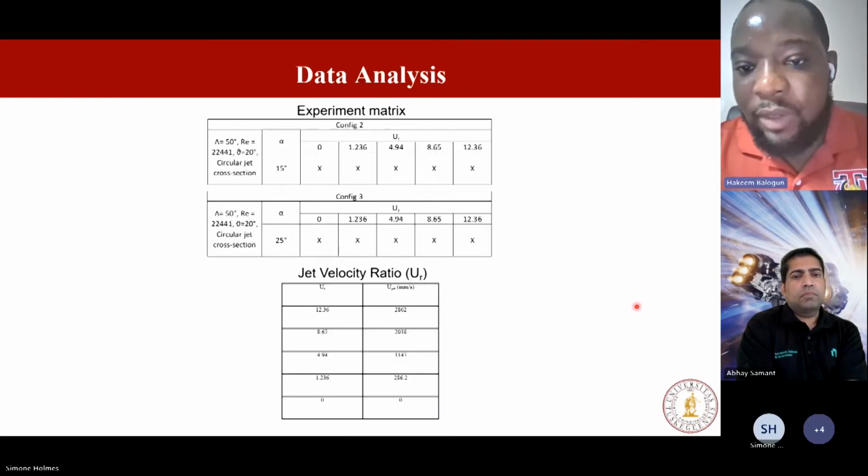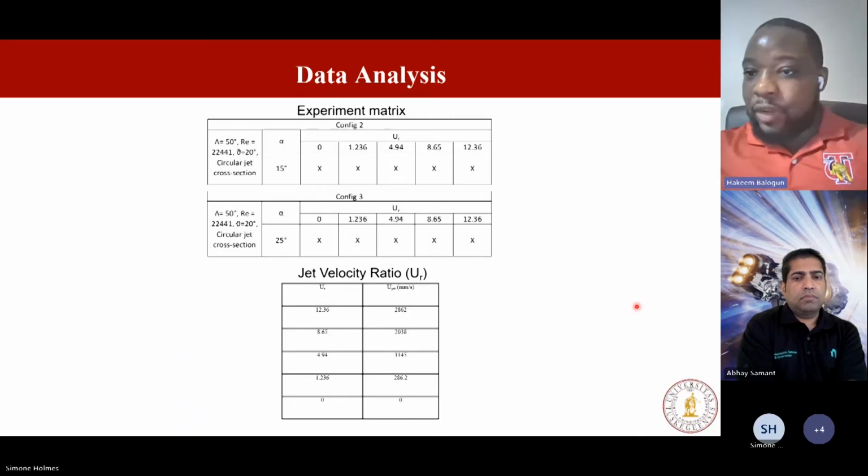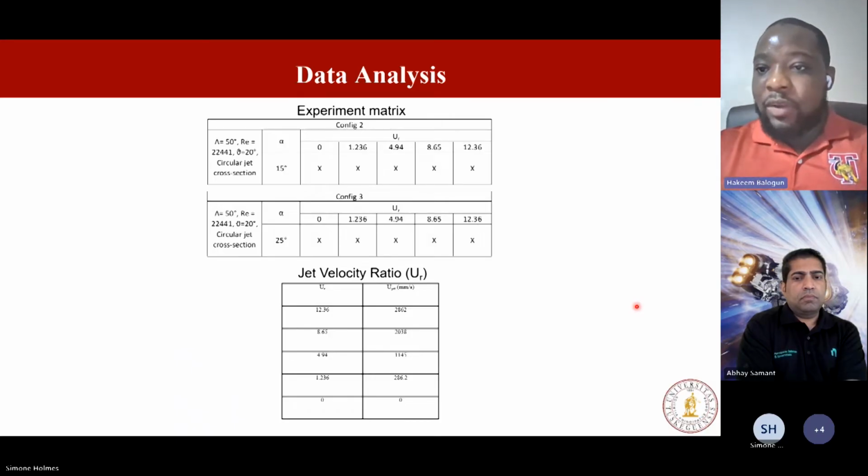So for data analysis, for the non-slender delta wing, the Reynolds number was 22,000. And I took data at angles of attack of 15 degrees and 25 degrees for certain jet velocity ratios. The jet velocity ratio is simply the ratio of the jet exhaust velocity to the free stream velocity.